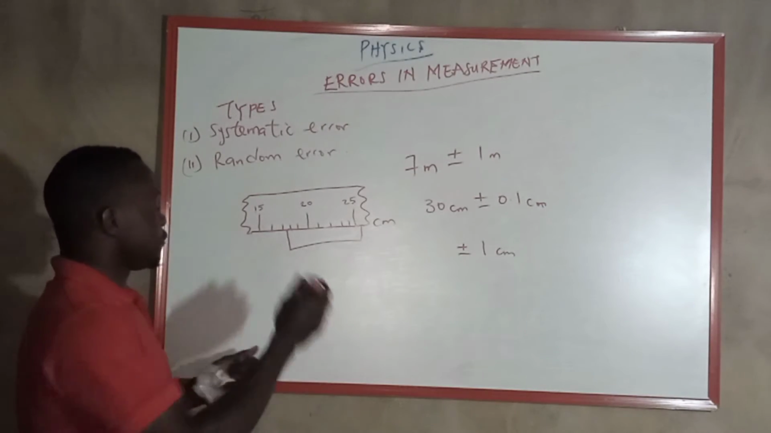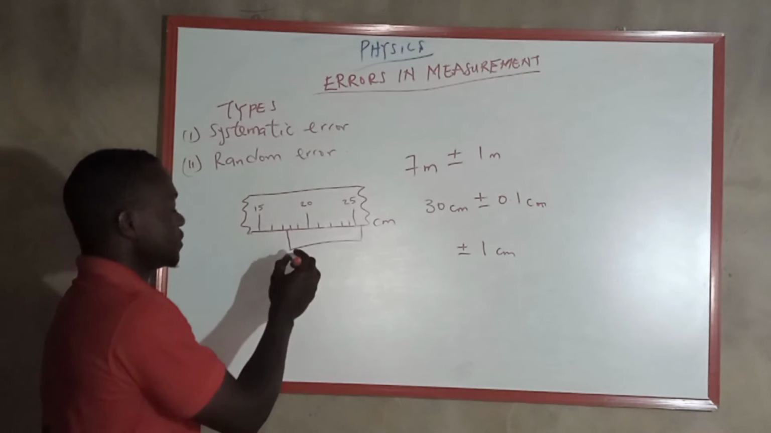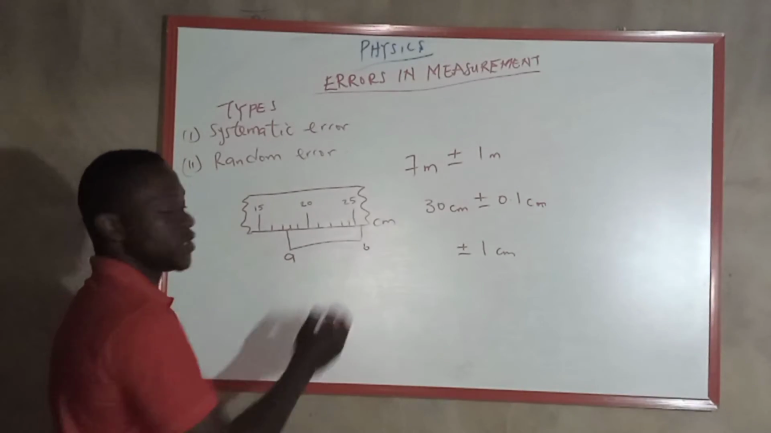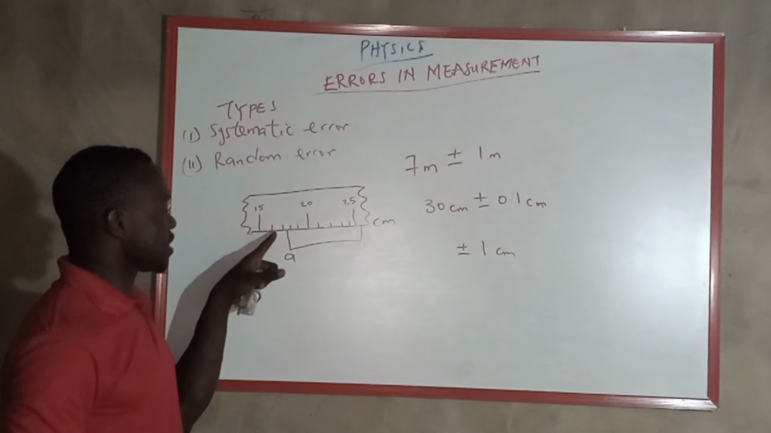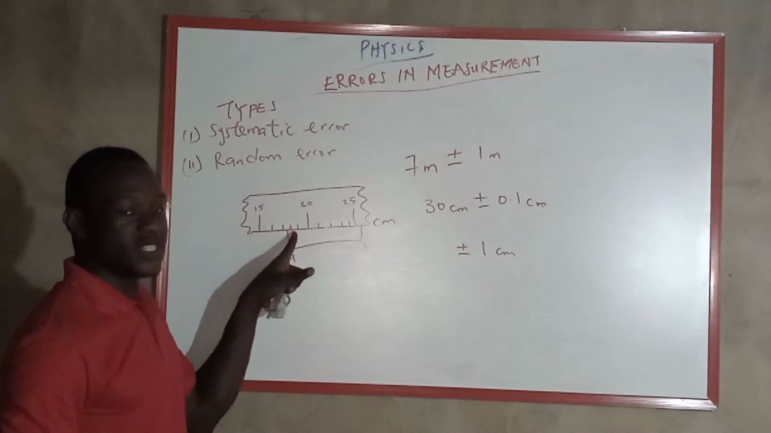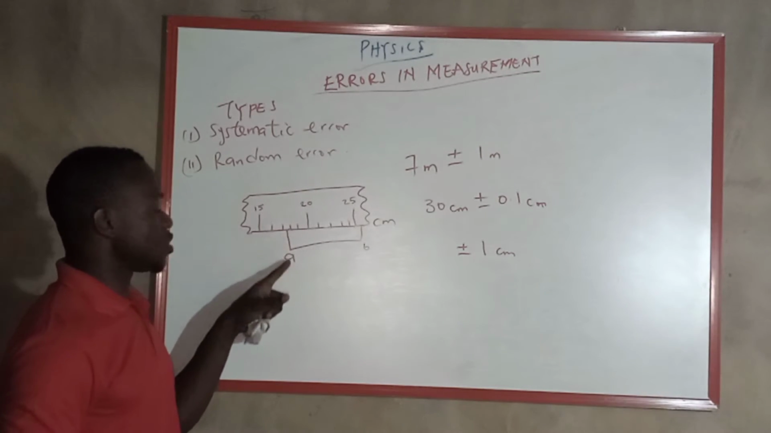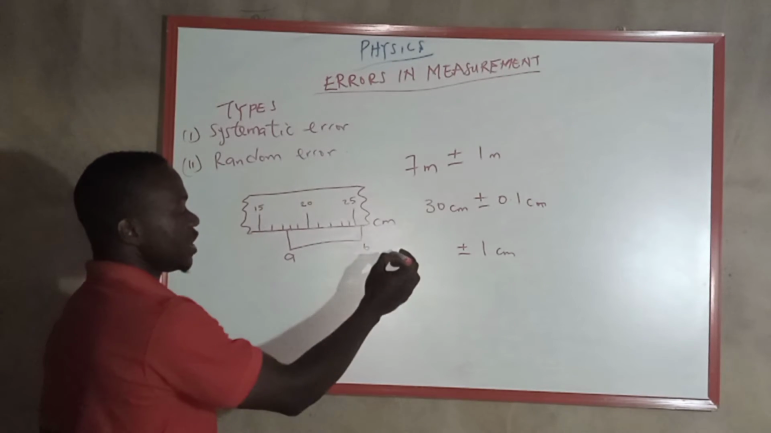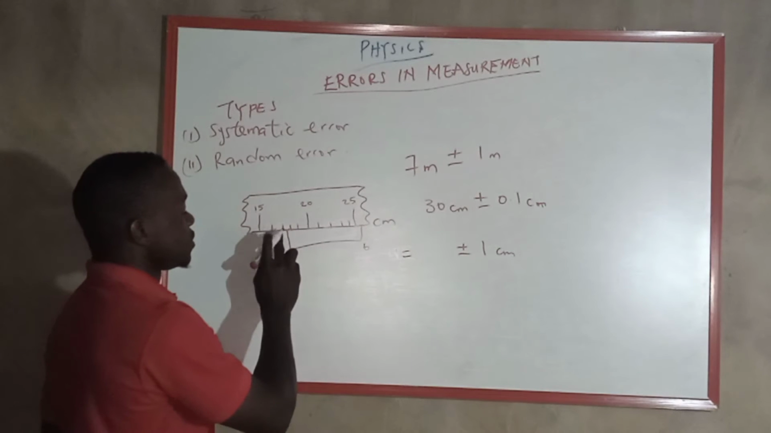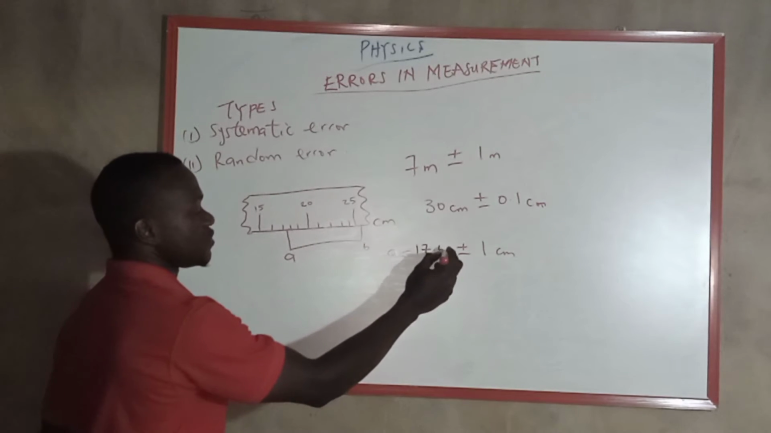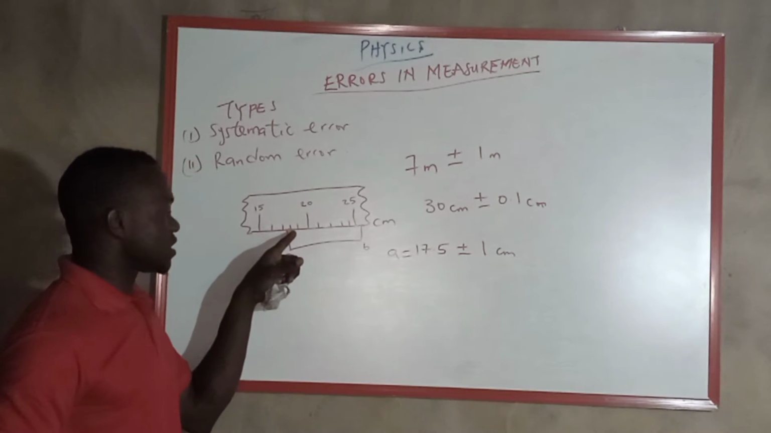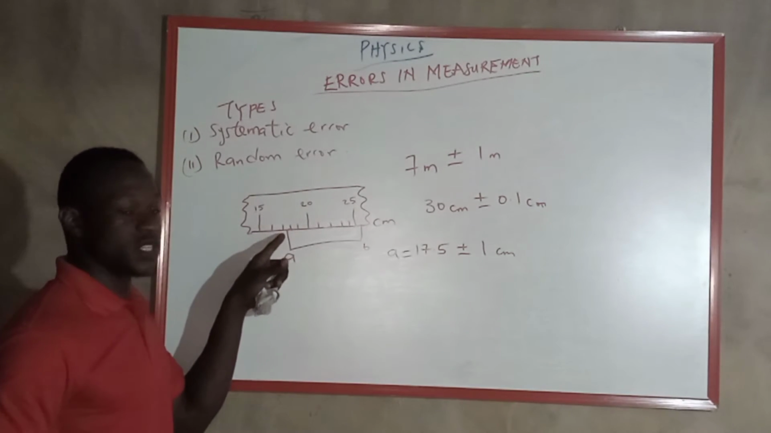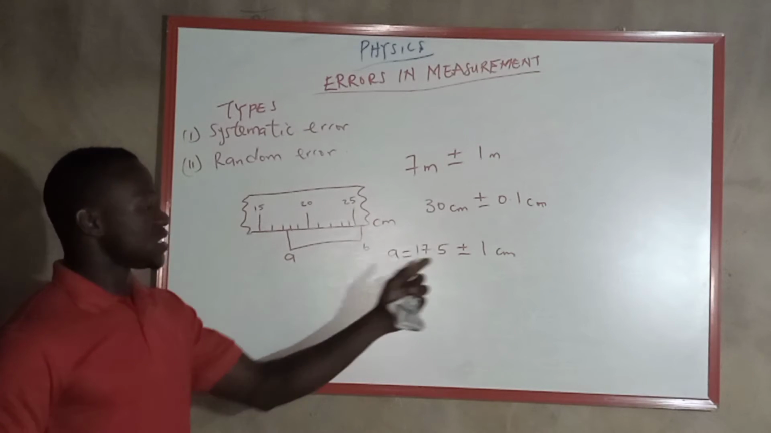So if we consider this first point to be our point A, I'll consider the second point to be our point B. Now, what is the reading of point A? This is 15. This next one is 16, 17, and this next one is 18. That means between 17 and 18 is what we have as point A. That means point A should be 17 and a half, 17.5. That's what we are reading because it's between 17 and 18.